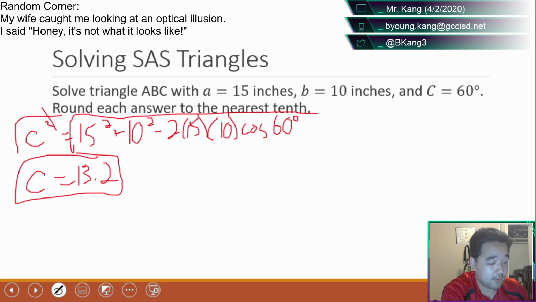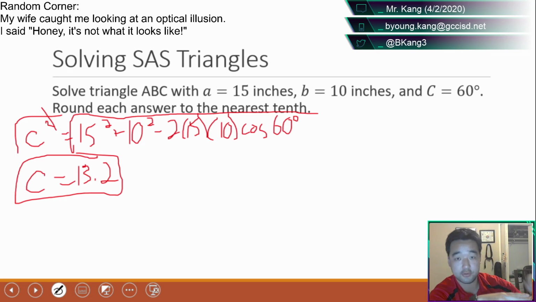I try to stay away from it if I can. If I have the option for solving angles, I like law of cosines, and the only reason I like that is because it doesn't have the ambiguous case. You don't have to check both cases. If you hop over to law of sines, you have fraction equals fraction, you cross multiply, divide. You're solving for an angle, so you have to inverse sine.